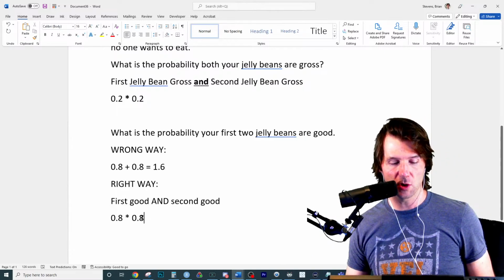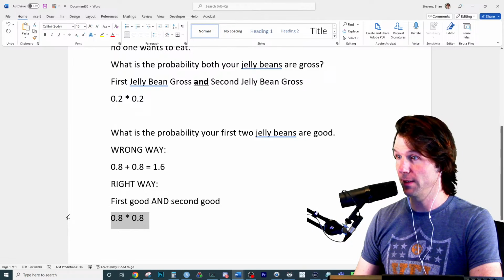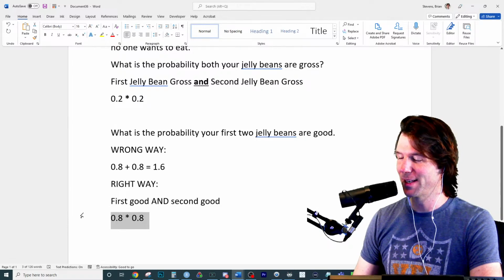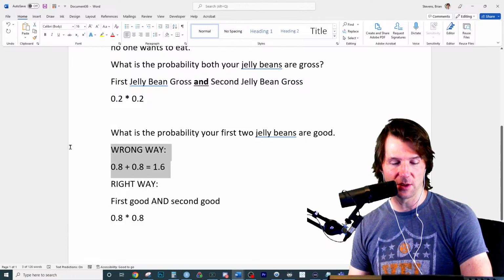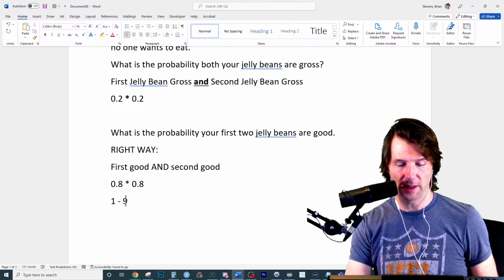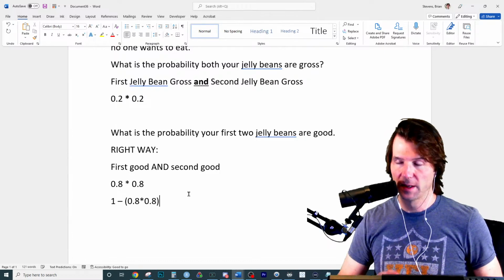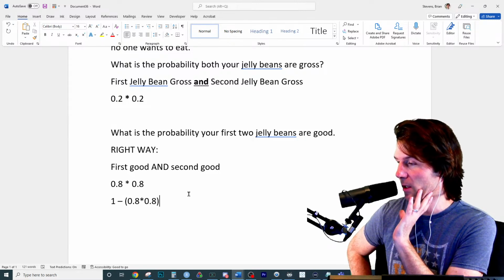I want you to describe this in words. Both my jelly beans were good, right? I was going to ask you to say both my jelly beans are what? This is the first was good and the second is good, right? So what is this? It's the complement of it when you do 1 minus. So either both your jelly beans are good, no negative probability.